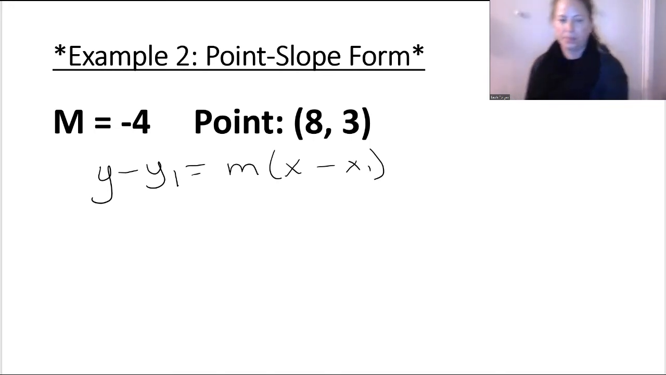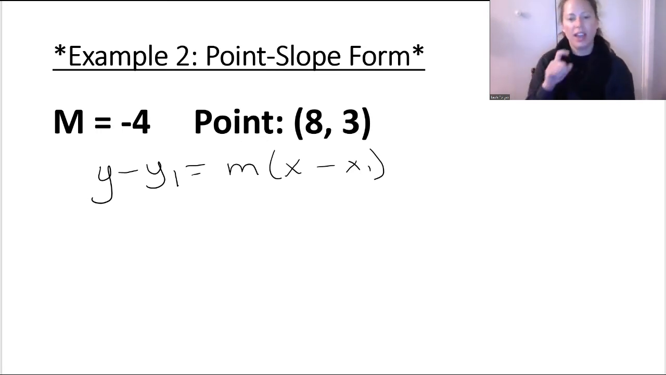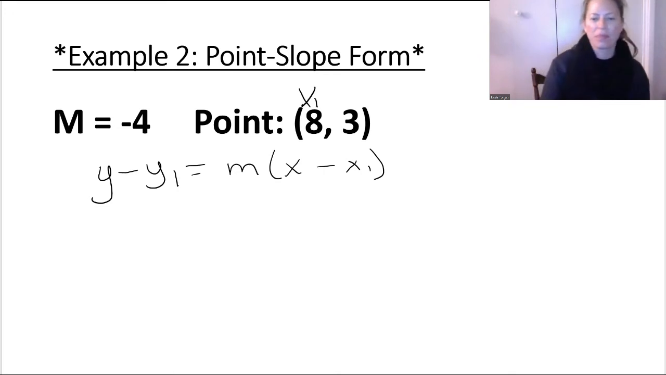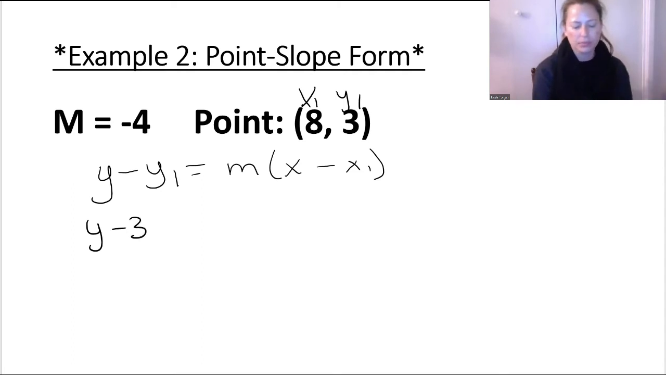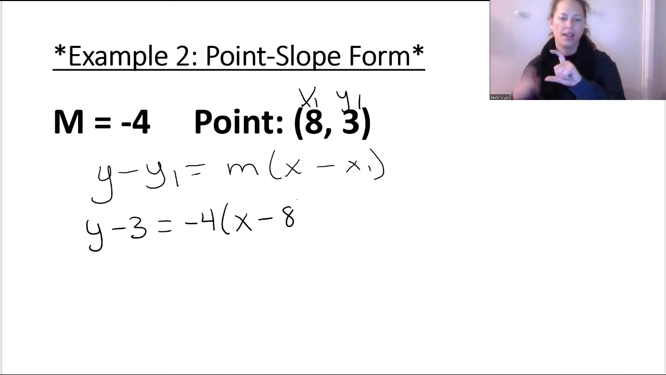While you're writing it, you should be saying it just like how I'm saying it. y minus y1 equals m times x minus x1. The proper way of saying this is m times the quantity of x minus x1. So this is x1, this is y1, because it's just the coordinate that's given to us. So y minus 3 equals, what's our slope? Negative 4. x minus x1, which is 8. All I did was plug in.